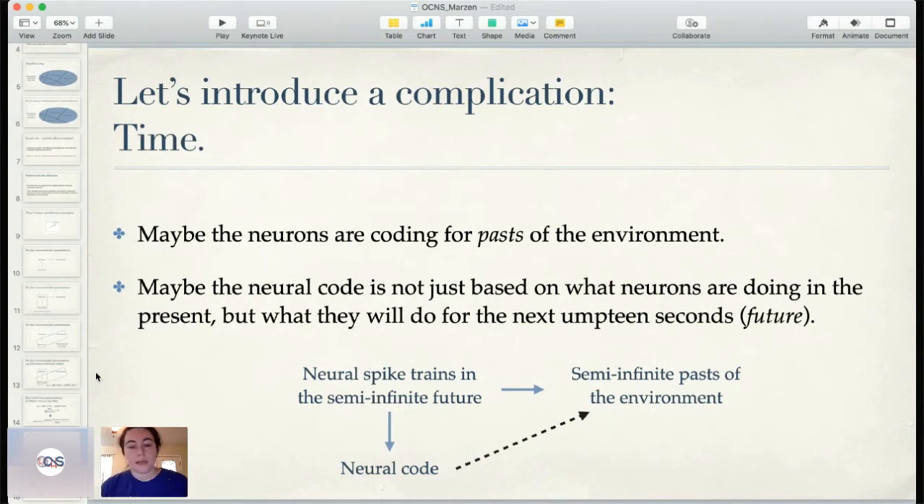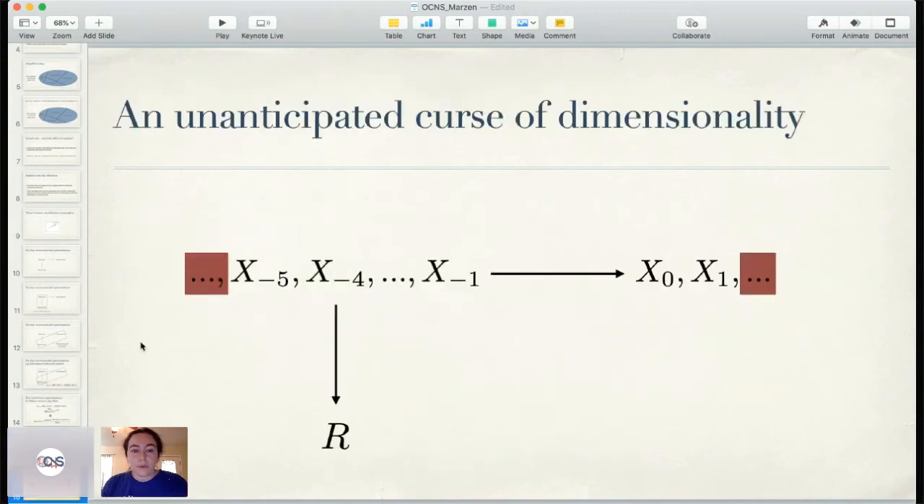So on paper, what I'm saying is that we're going to try and compress neural spike trains in the semi-infinite future, because I've just gone whole hog on this, and we're going to compress them into the neural code, and we're going to try and use that neural code to retain information about semi-infinite pasts of the environment. And this is what I really mean when I say neural code: there's a semi-infinite future and a semi-infinite past. Okay, that's fine on paper when you're just doing pen and paper, but when you go to a computer to try and code it up, you end up having a problem.